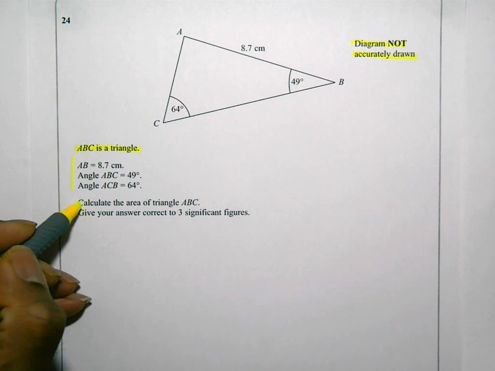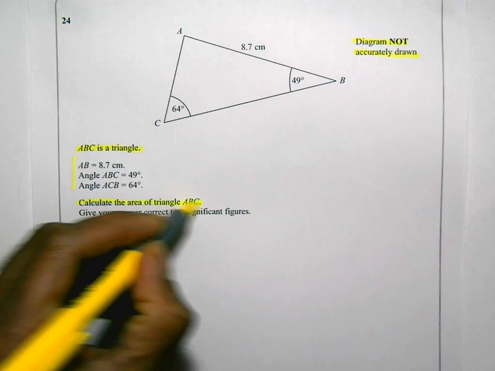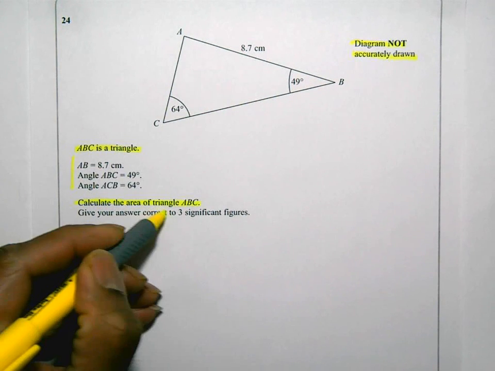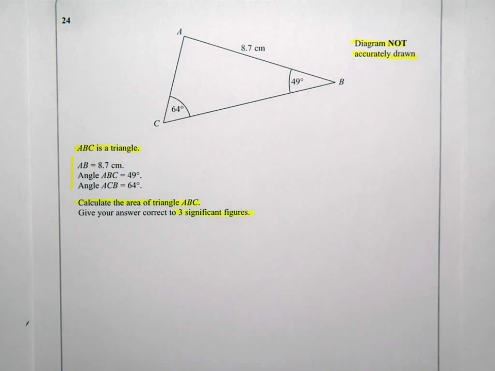The question says calculate the area of triangle ABC. So I need to work out the area of that triangle. Give your answer correct to 3 significant figures. One of the things I've recognized straight away is that because it's asking me to work out the area of this triangle, I need to use the formula from the formula sheet. It's at the front of the exam paper.